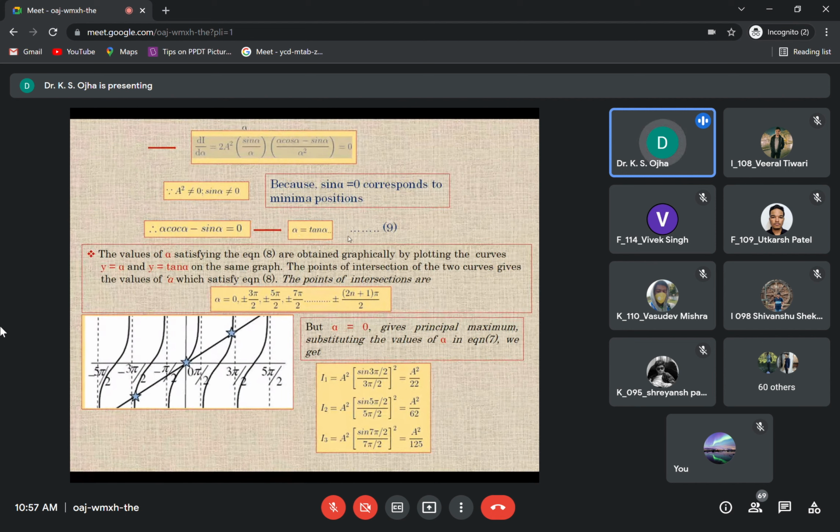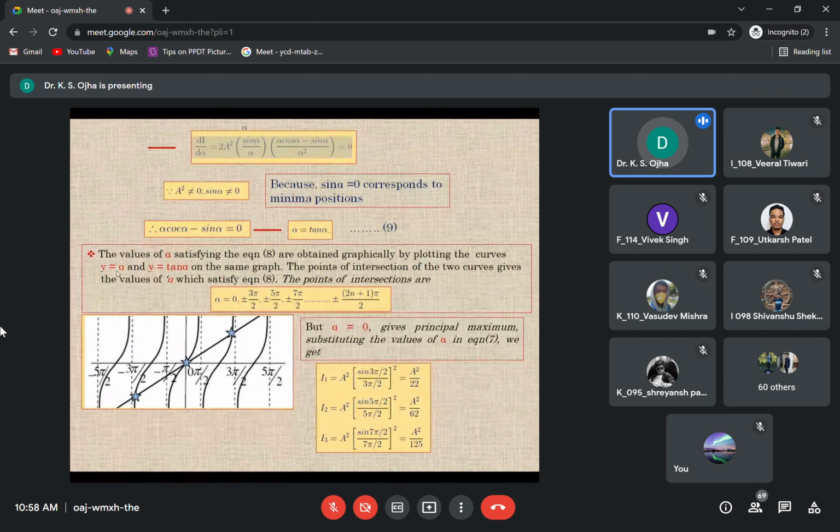So how can we solve this equation 9? To solve this equation, we will apply the graphical method. We will consider that alpha is equal to tan alpha, this is equal to y. So y is equal to alpha will be one equation and y is equal to tan alpha will be the second equation. We will plot these two equations on the same graph. And the intersection points of these two plots will represent the position of the secondary maximum.